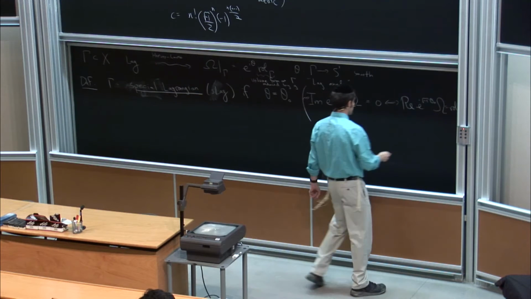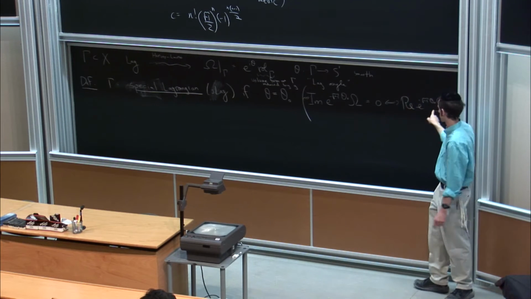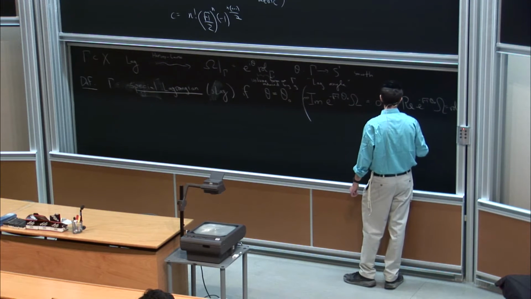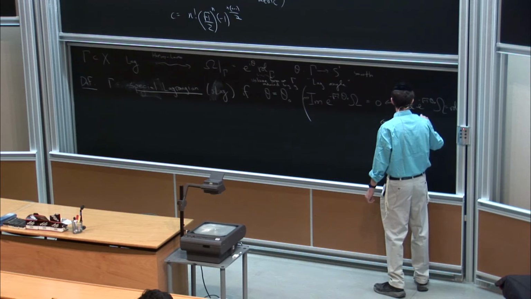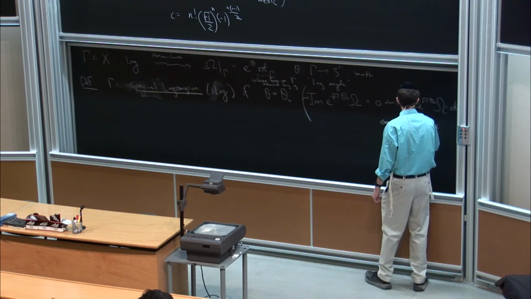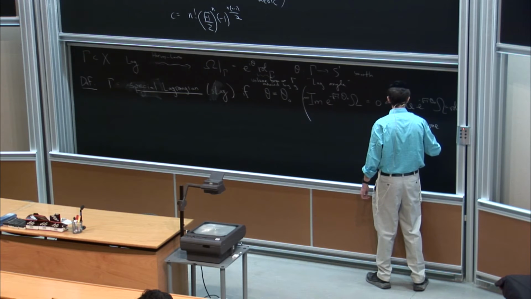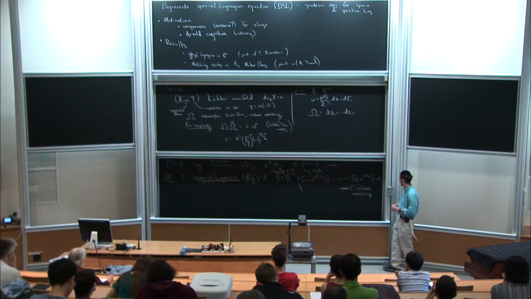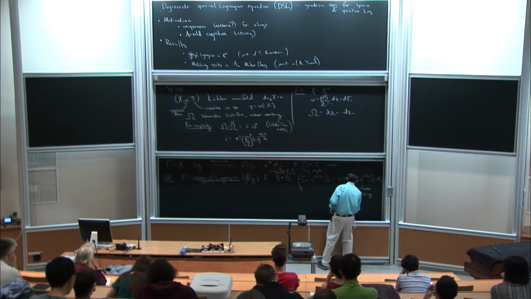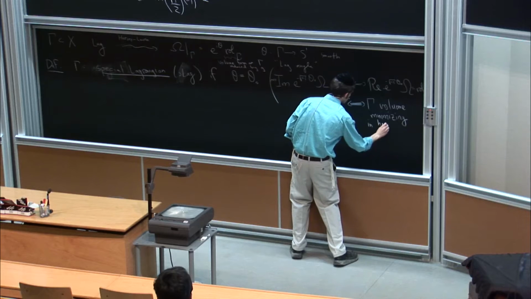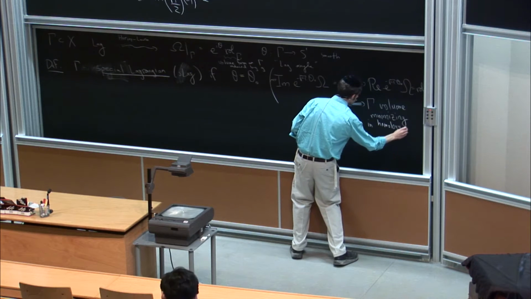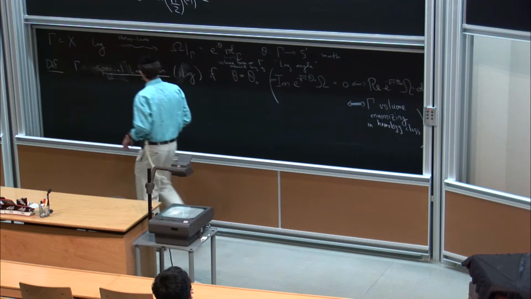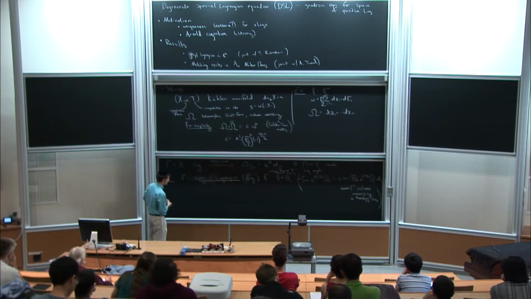This is essentially a condition known as calibration, which means that gamma is actually volume minimizing. Among what? Within its homology class, if it's compact.